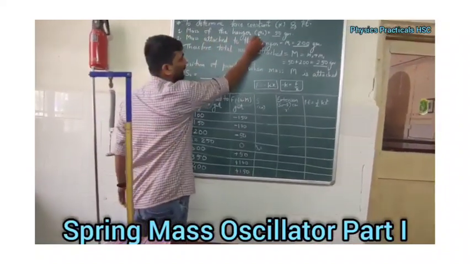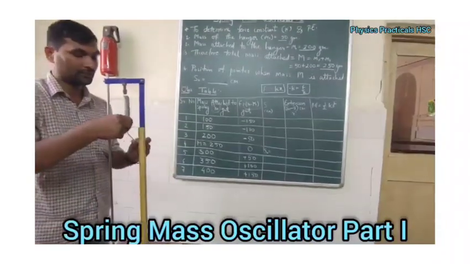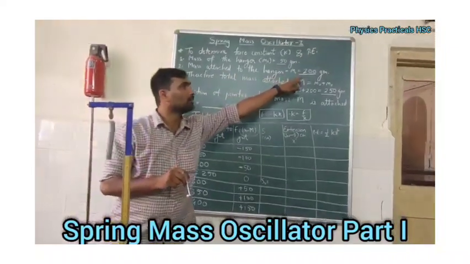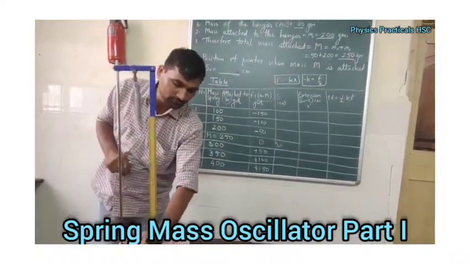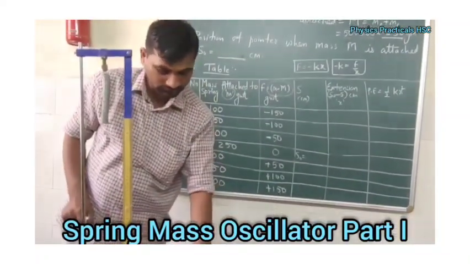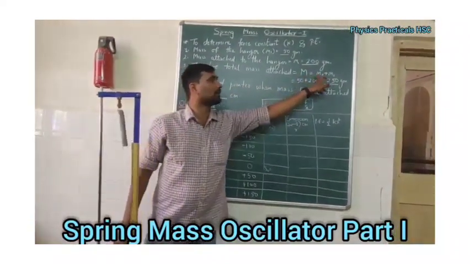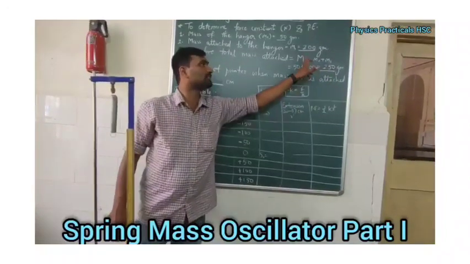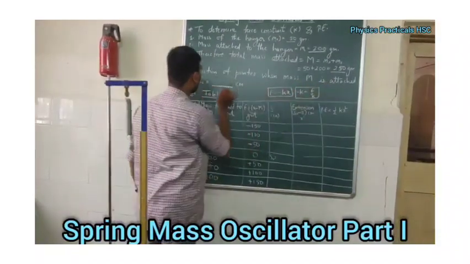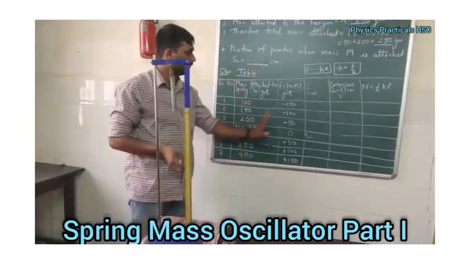The mass of the hanger, m naught, is 50 grams, as I told you initially. The next mass attached to the hanger, m1, is 200 grams. We will keep 4 blocks of 50 grams each, which gives 200 grams. So the total mass attached becomes 50 plus 200, that is 250, which is the capital M. We will find the position of the pointer, S0, when the mass capital M is attached, when we perform the experiment.